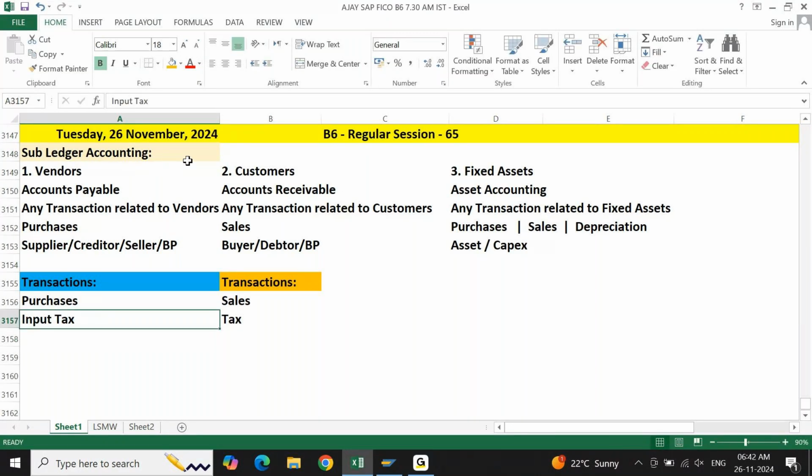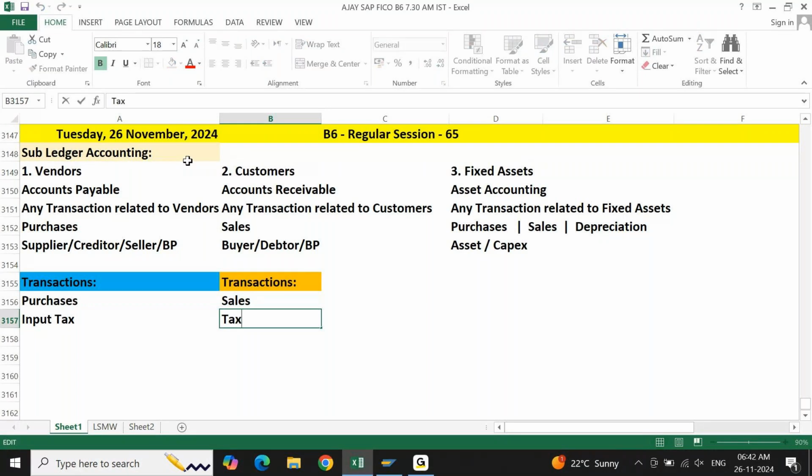On your sales, we are collecting a tax from the customer. Whatever tax we are collecting from the customer, is it called input tax or output tax? Output tax. This is basically called tax on sales, tax on purchases.